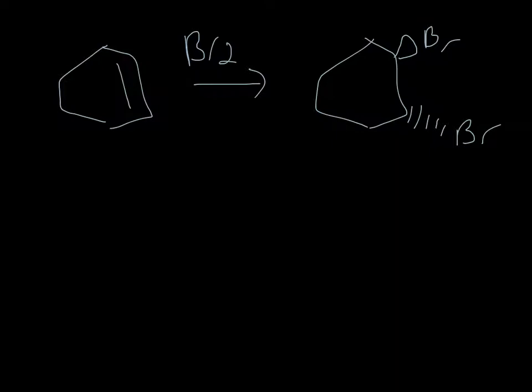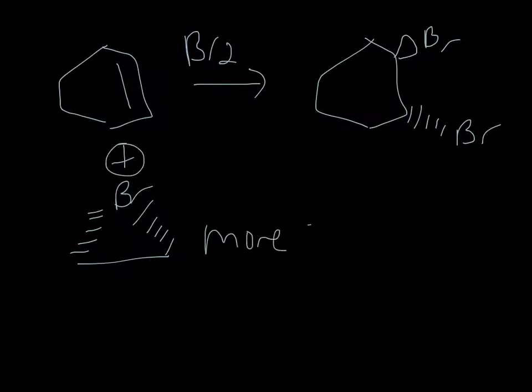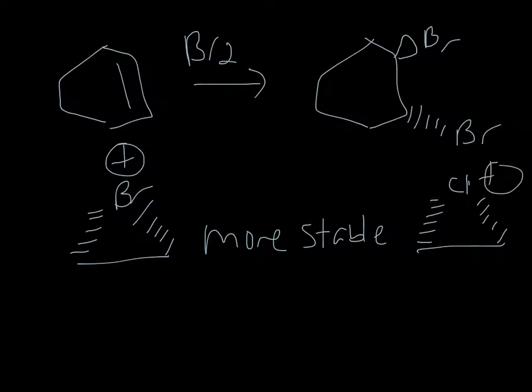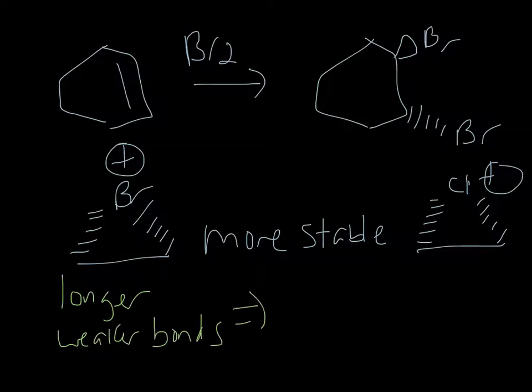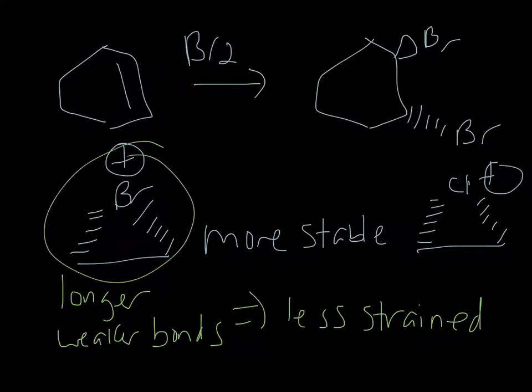And the reason that we see this with Br2 and not Cl2 is because this bromonium ion is more stable than the analogous chloronium ion. So here I have longer, weaker bonds, which allows for more distortion, and that gives me a less strained intermediate. And so because this is more stable, this reaction will go through addition of bromine across a double bond.